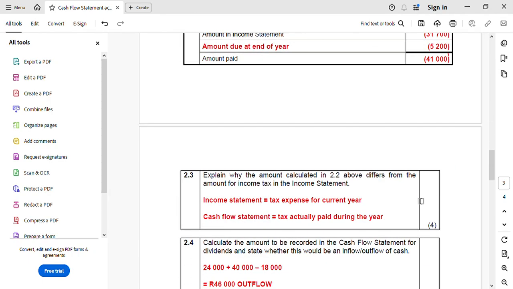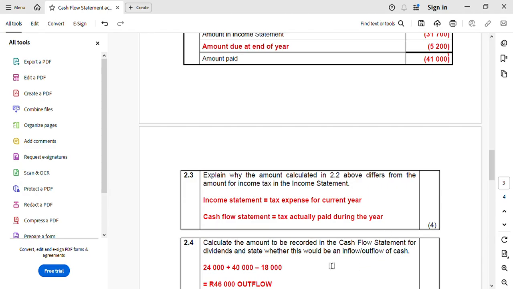Right, and then explain why the amount's different in the income statement. Remember, in the income statement there's matching. So because there's matching, the income tax in the income statement will only be your tax expense for the current year. Whereas your cash flow statement, where there's no matching, you're recording the amount that you actually paid during the year, which included some from last year.